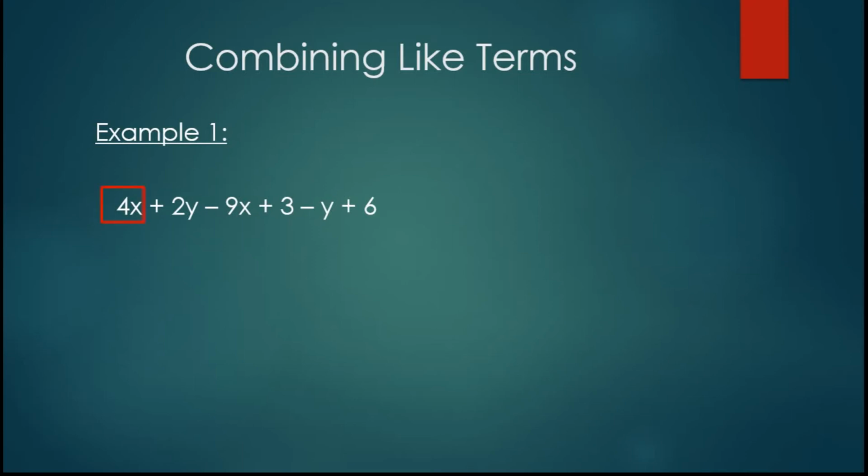So just to review, 4x and 9x would be like terms. In this case, we take that sign in front of each coefficient so that we know what we're doing. A positive 2y minus y. Remember, if there's no coefficient in front of it, the coefficient is 1. So in this case, it's -1. And then we have the constants of 3 and 6 that will combine to be like terms as well. So 4x minus 9x gives us -5x. 2y minus y gives us 1y or just y. And then 3 plus 6 gives us 9. So our simplified expression would be -5x plus y plus 9.